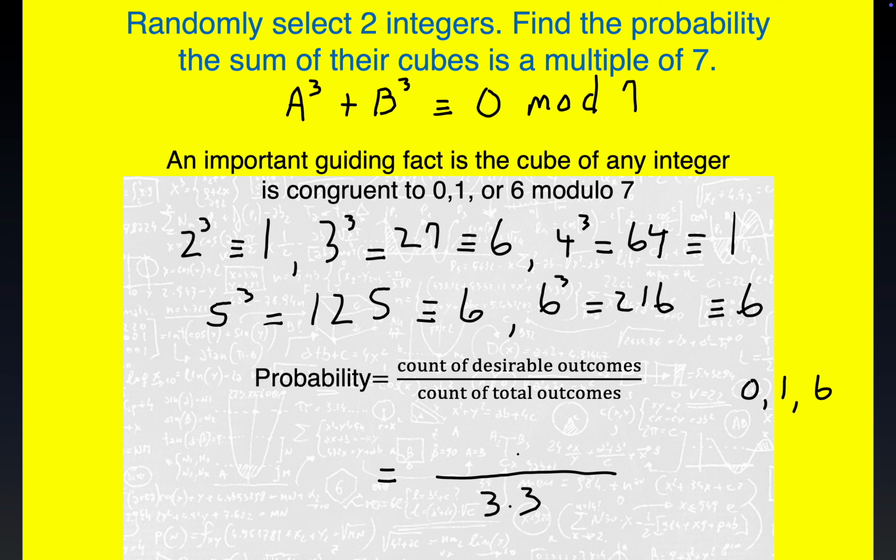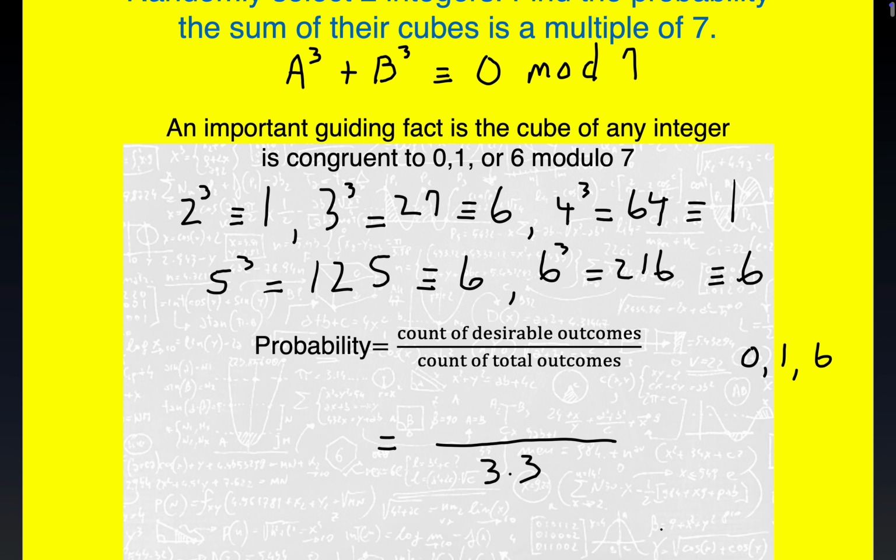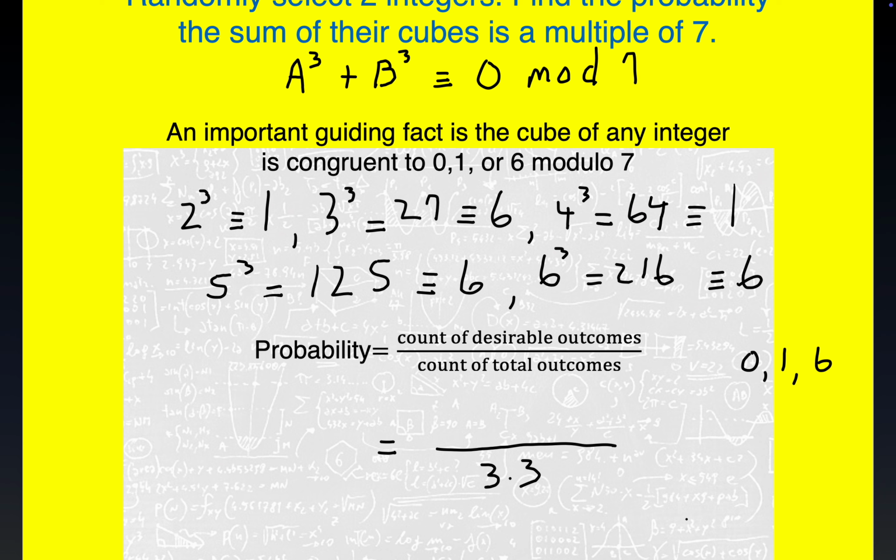Now, how many desirable outcomes do we have here? Well, if you look at it from this particular point of view, you could only have 0 cubed plus 0 cubed, which is congruent to 0, of course. Or you could have 6 cubed, let's see here, not 6 cubed. Let me erase that. Hang on just a second.